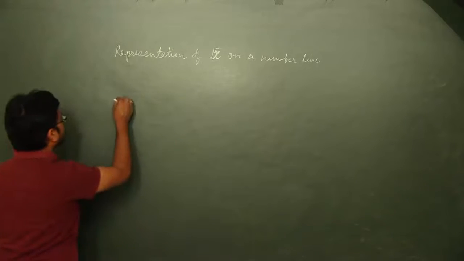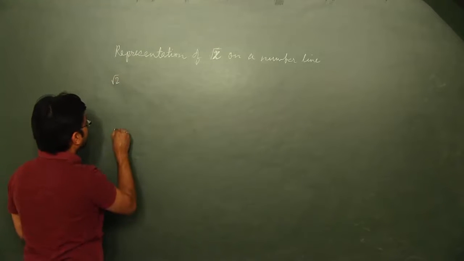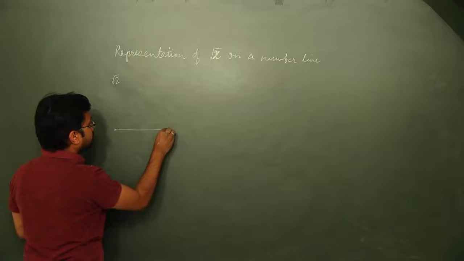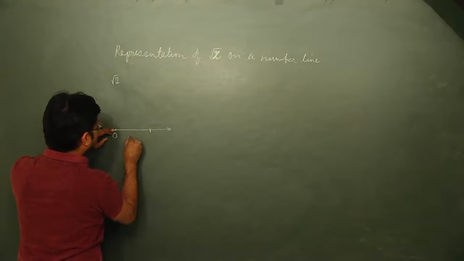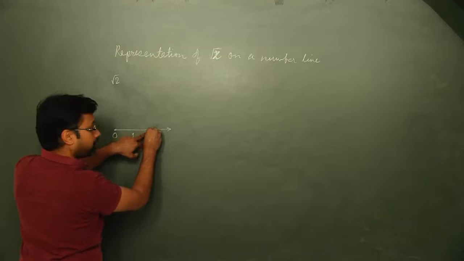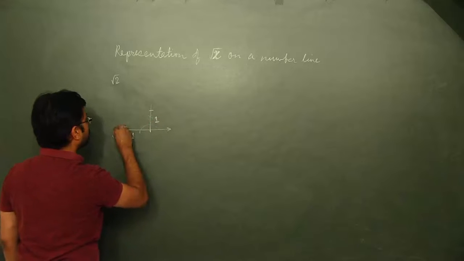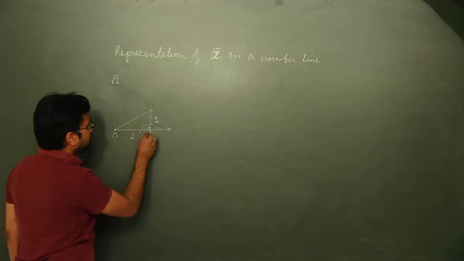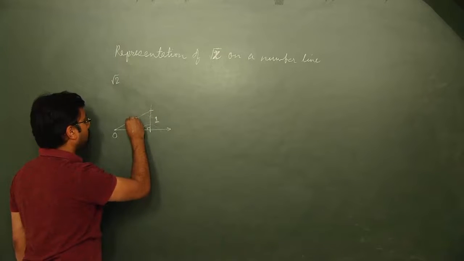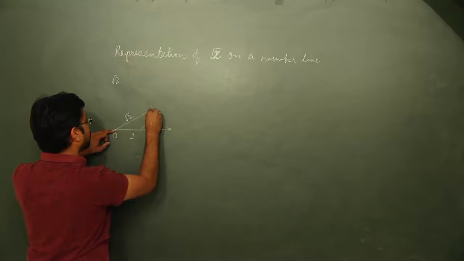For example, let's start with representing the number root 2 on a number line. How do we go about it? There will be a number line. There will be an origin. You take one unit. You mark this point here. You take a perpendicular here. Mark 1 unit here. You join these two. What do you get? You get a right angle triangle where the base is 1, the perpendicular is 1, so the hypotenuse would be root 2. So you know that the distance from this point to this point is root 2.